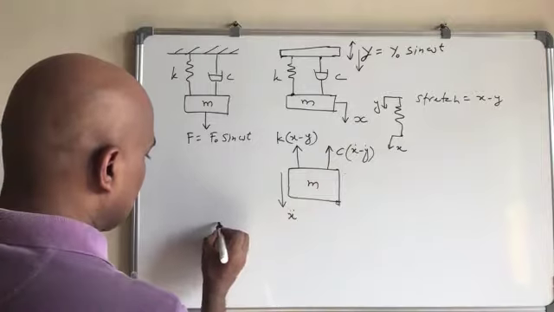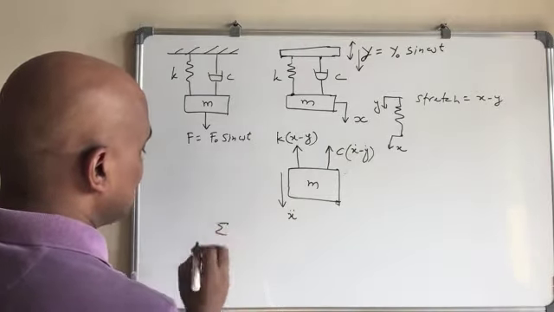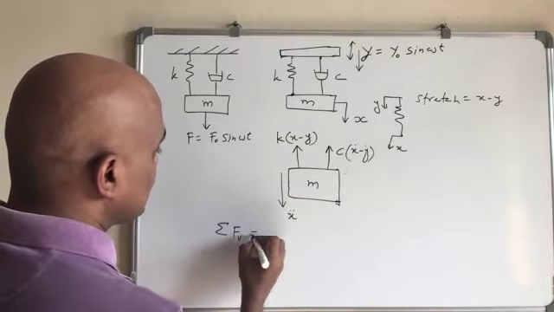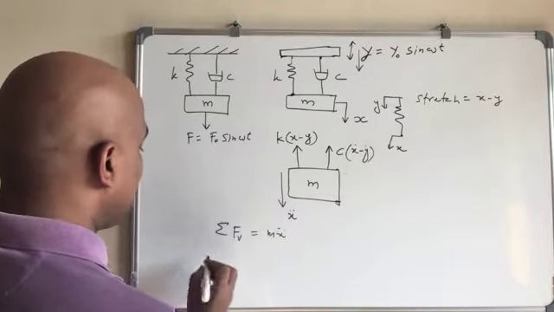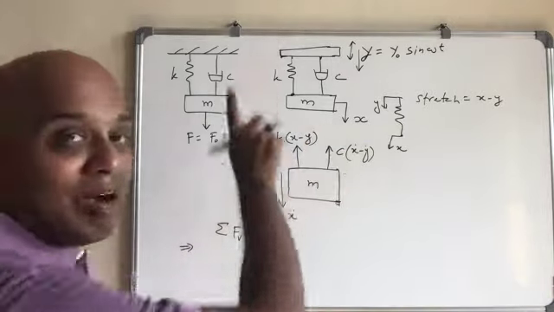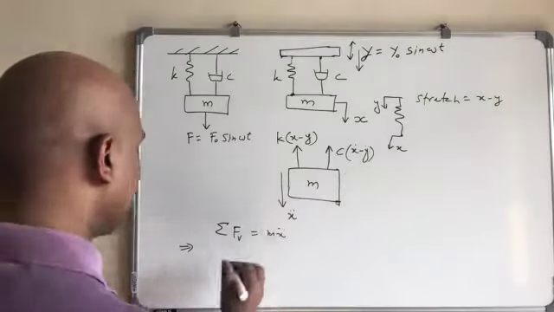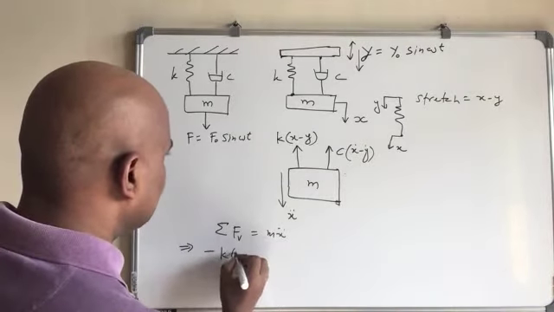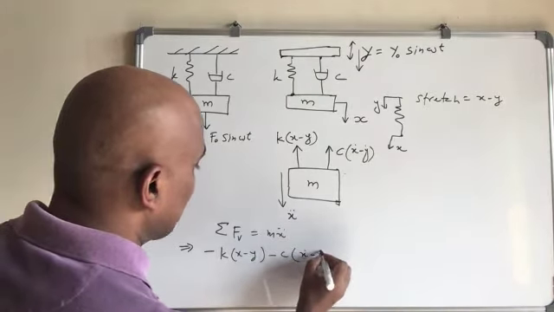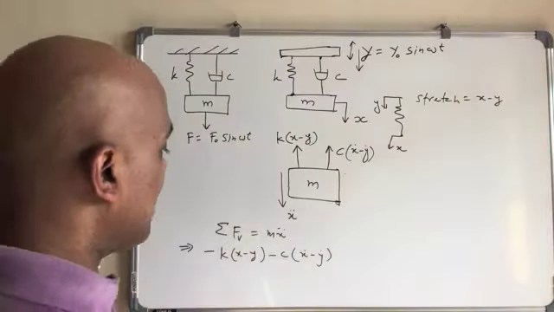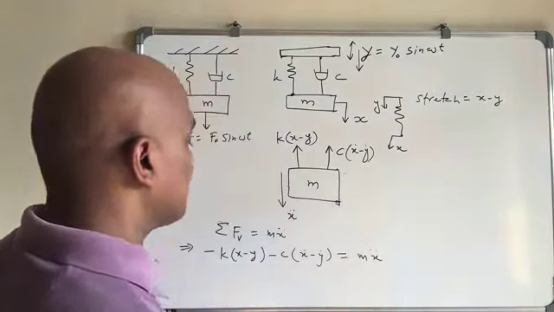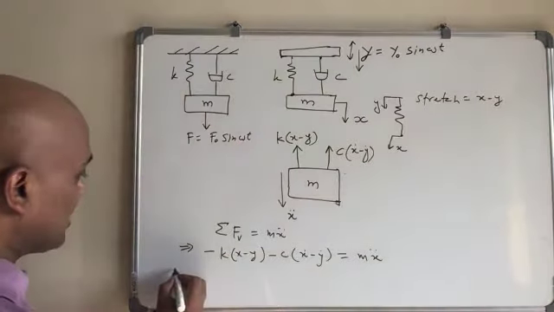Here you apply Newton's second law of motion, the sum of vertical forces is equal to m x double dot, and hence what do you get? Both are upward, so we take them as negative: minus k (x minus y) minus c (x dot minus y dot) is equal to m x double dot. Okay, and what do you get finally?